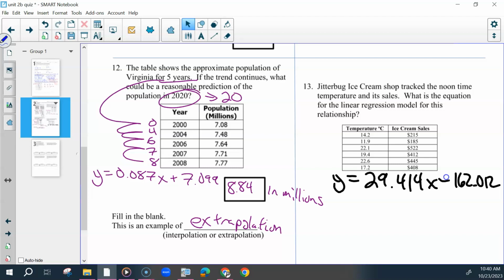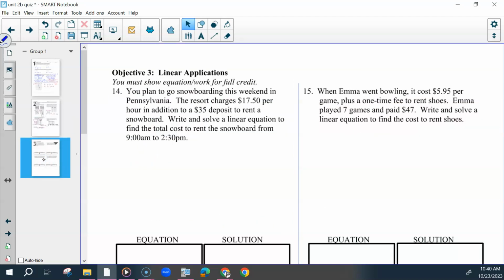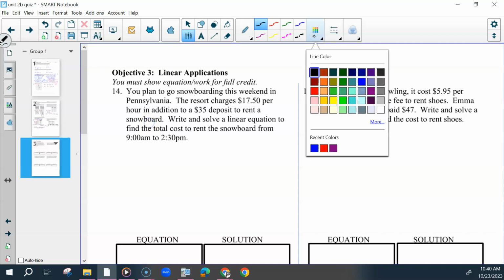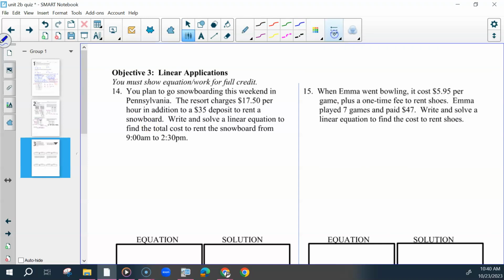We have time to do one of the workouts before lunch, and then we'll do the rest when we get back from lunch. So we'll do 14 because that's the easiest. Some of us got this one, some of us did not. So 1, you should have labeled your variables. The 17 was M. The 35 was B. The total cost that you're looking for is Y. And the number of hours was X. Also, you had to find the number of hours, which should have been 5.5.